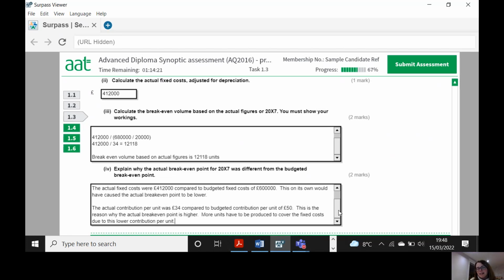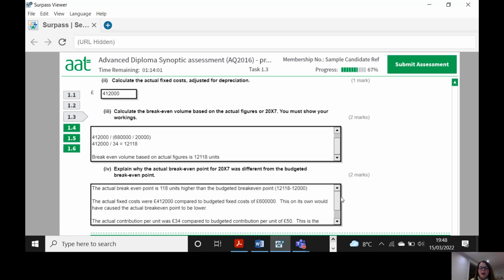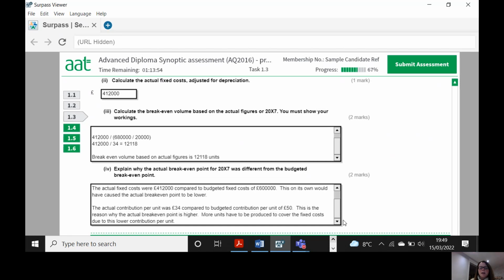But there's no way you have to write this much for 2 marks. But I'm just, as I say, trying to show that if it was worth more marks, I would go further and I would then break down the £34 and the £50 into, well, is it the selling price or is it the costs? But I'm not going to do that here because it is only 2 marks. So something like that, I believe, would be sufficient.